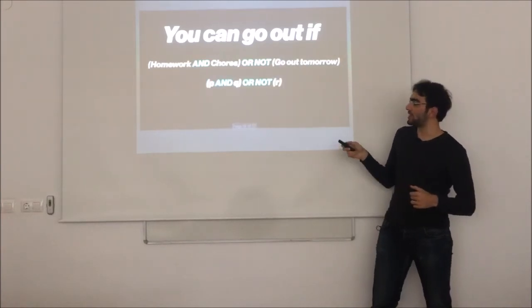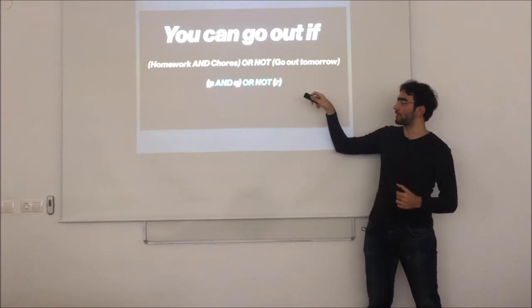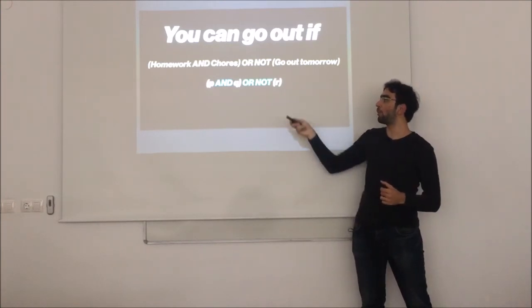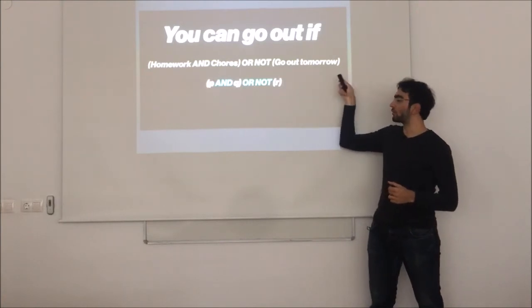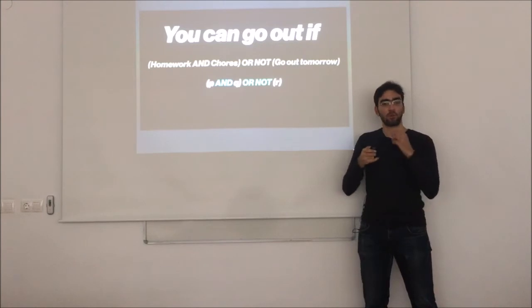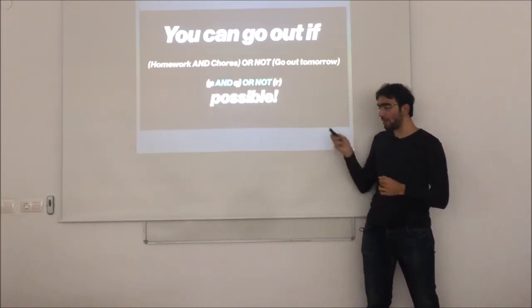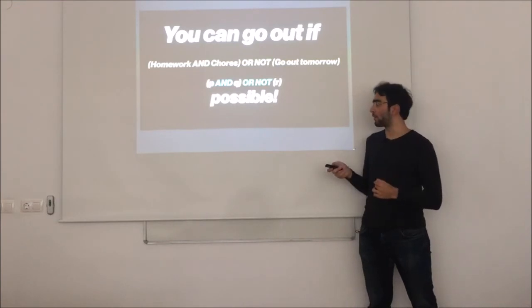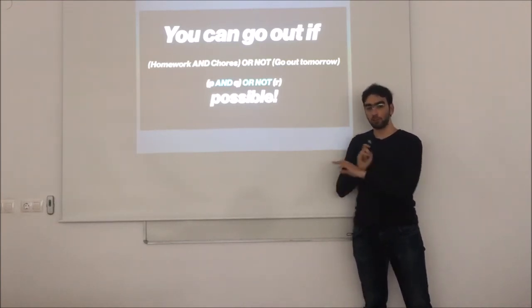We can simplify this expression by giving arbitrary symbols for those tasks. For instance, homework is P, your chores is Q, and going out tomorrow is R. These are true-false expressions. You either went out tomorrow or you didn't. Well, it's possible to go out in this scenario. It's easy. As I told you, if you do your homework and if you do your chores, you will be able to go out.